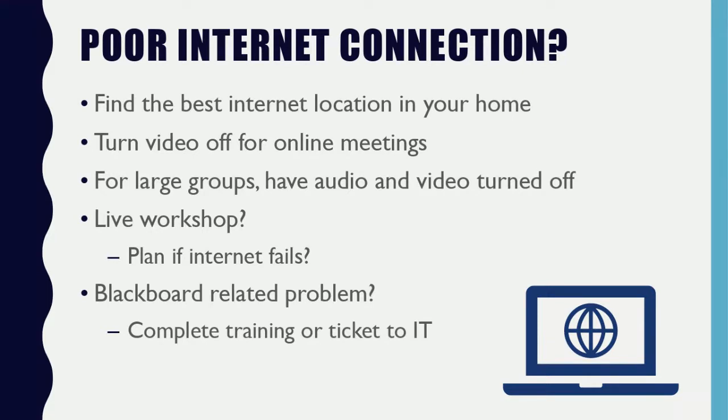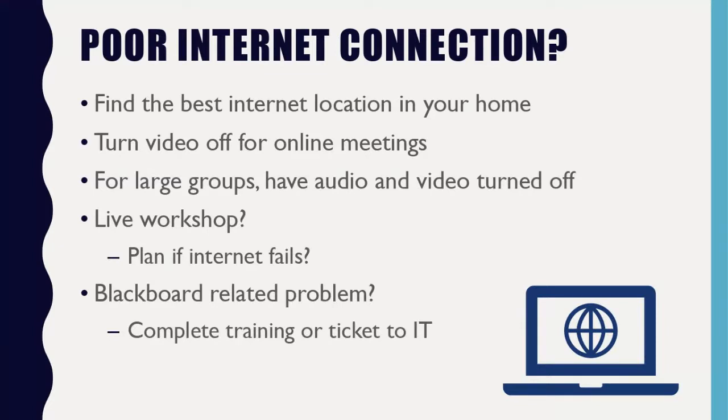There are some different steps that you may take so you can find the best internet location in your home. Maybe this means that you have to be close to your router, or maybe one of the rooms in your house has the best internet connection, or you can invest in something like an Ethernet cord. That's what I use when I'm at home, and that's what I'm using right now for this lecture, because I know that it'll provide me with a stable internet connection, as I live somewhere where my internet connection is very poor.